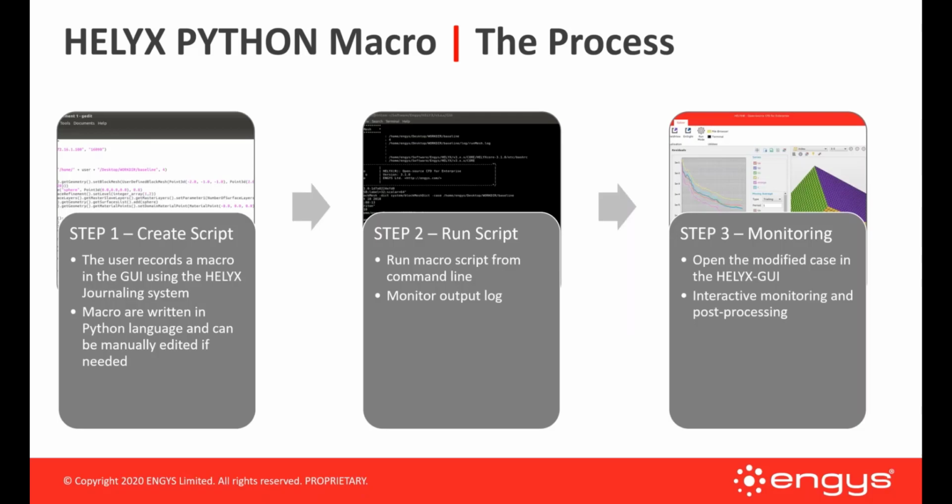So the steps within the process, the first one is to create the script so users can record a macro in the GUI using the Helix journaling system. And the macros are written in the Python language, so that means that you can manually edit these if you need to. The next step is running the macro itself. You can run this via the command line, so in DOS or in a Linux shell, and then you can monitor the output. It'll output logs, it outputs lots of messages to the screen. And then finally, you can open up the case that's already been run. You can modify that case in the GUI. You can keep going. Or if you want to continue within Python and extract information from those cases, we could also do that.